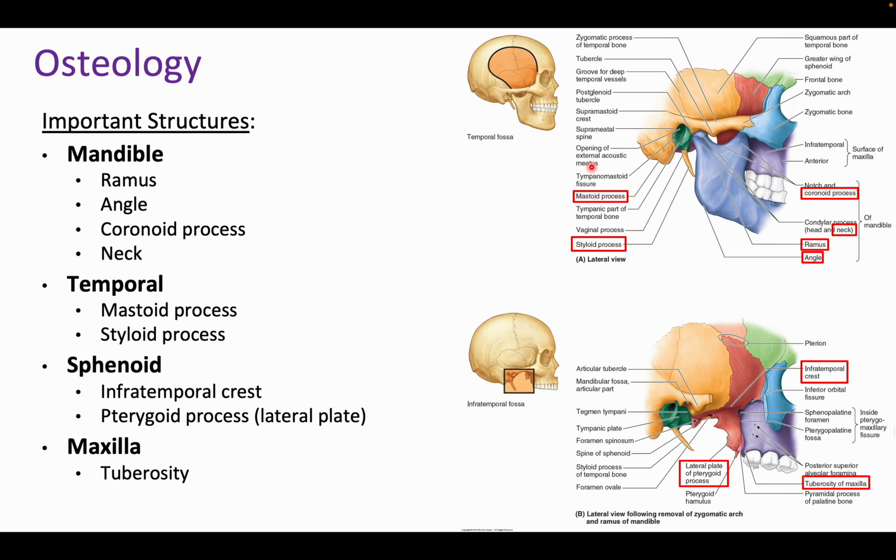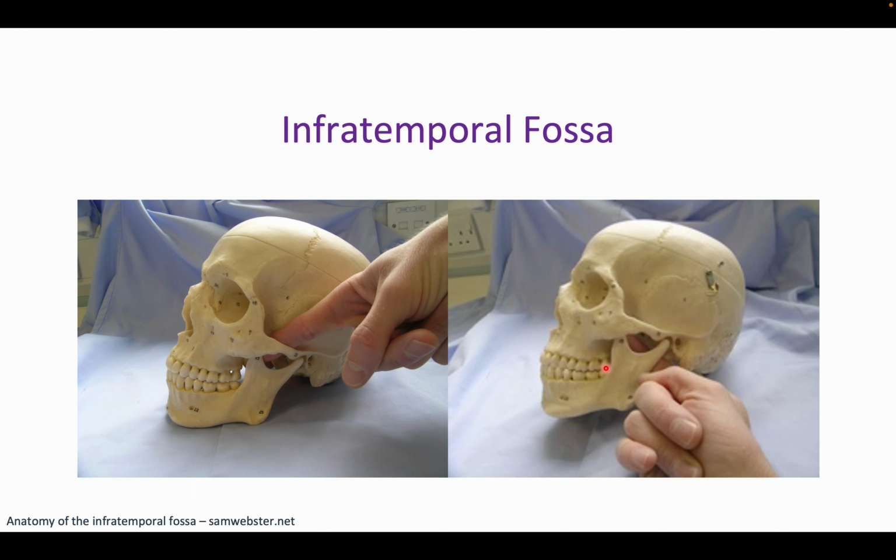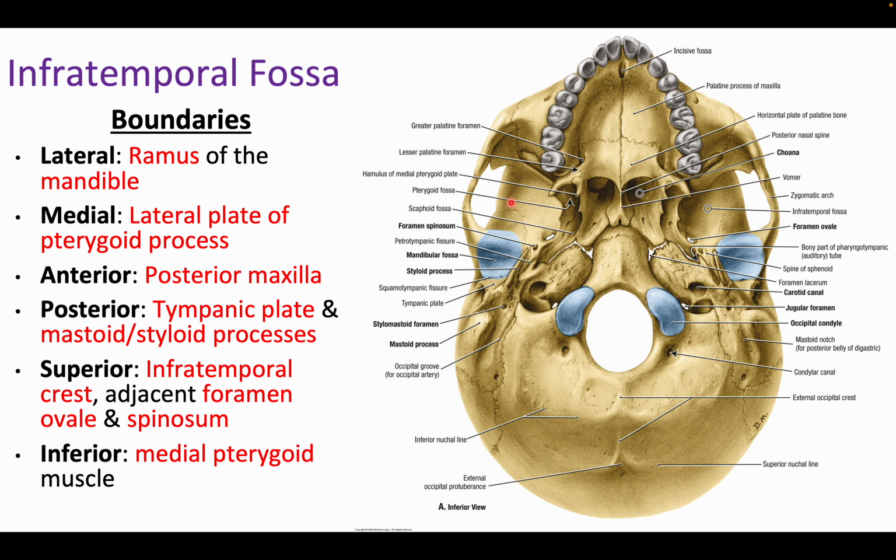And so if you're thinking about doing this in your head, you can imagine most laterally, we're going to have the ramus of the mandible. If you stick your finger as far anteriorly as you can, you're going to hit the maxilla. So that makes sense. That'll be the anterior border and stuff like that. So kind of try and think about where we're actually at instead of just memorizing.